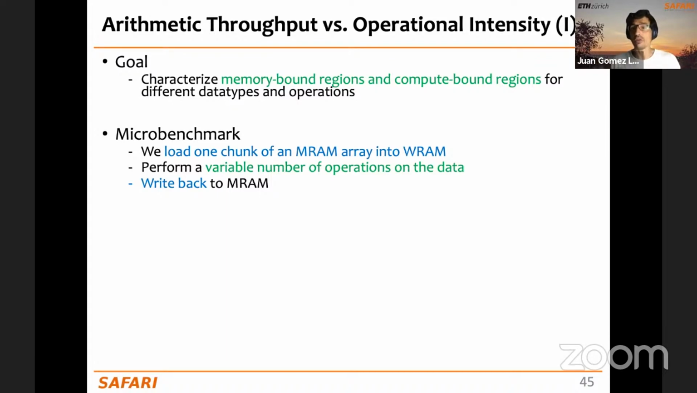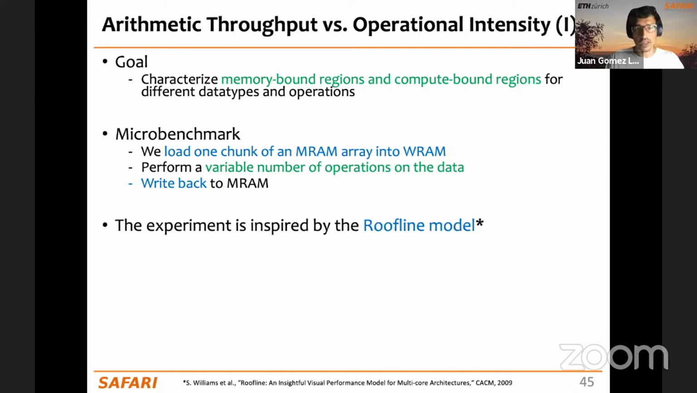Essentially, this variable number of operations on the data is the operational intensity. The operational intensity is higher when we perform more additions or more multiplications on each of the individual elements that we have in WRAM. This experiment is inspired by the popular roofline model.